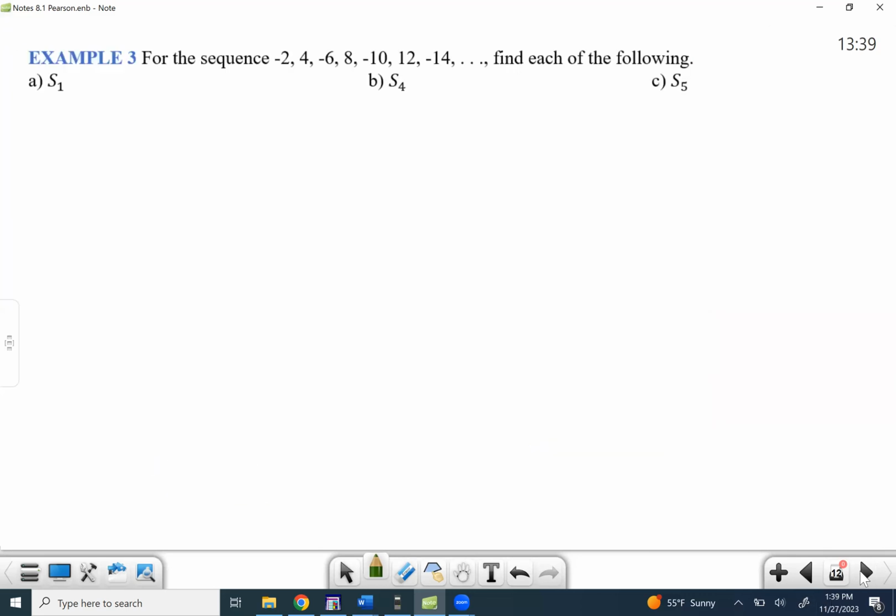Okay, so let's take a look at this. For the sequence above, find each of the following. Find S sub 1, S sub 4. Well, this is kind of silly. The sum of the first 1 numbers, that would just be -2 itself, right? Now the sum of the first 4 terms, so that'd be -2 plus 4 plus -6 plus 8. That'd be the first 4. So S sub 4, those are going to make 2. Those are going to make 2. So it looks like S sub 4 is 4.